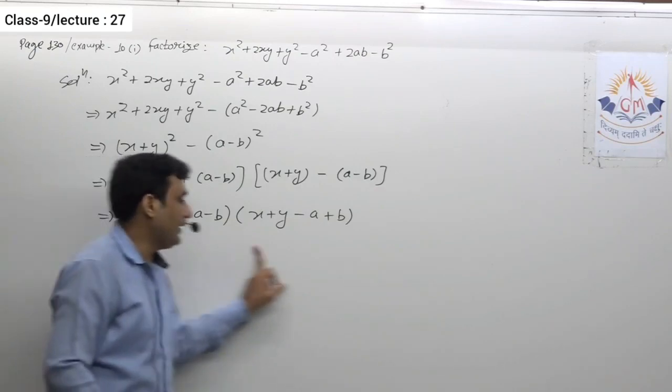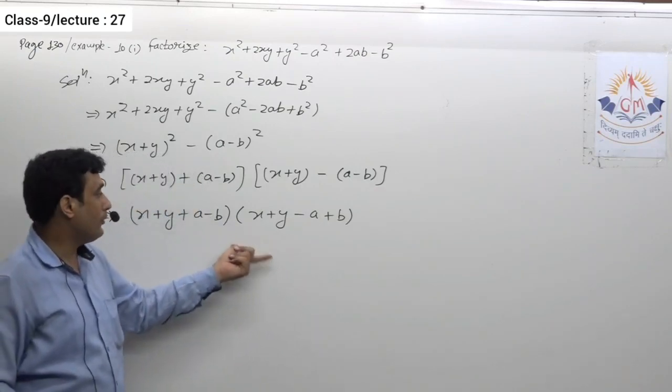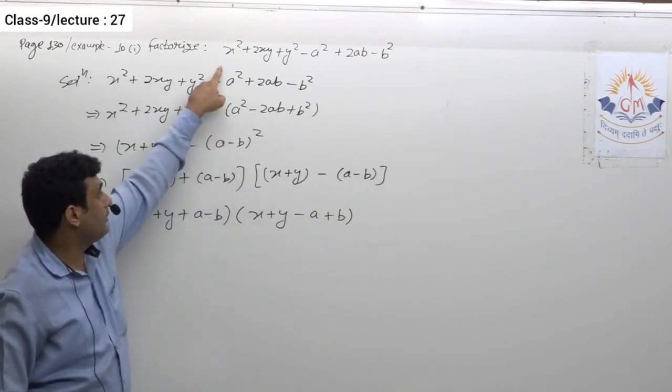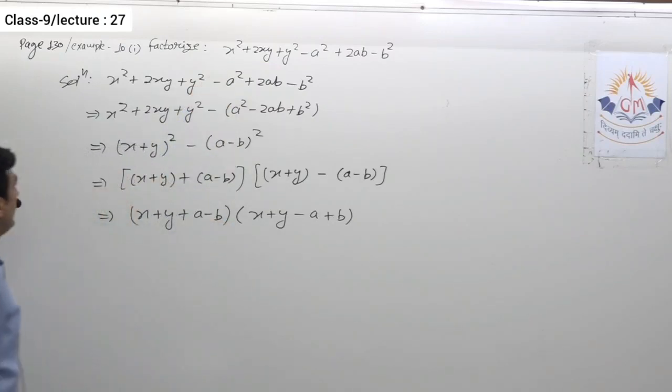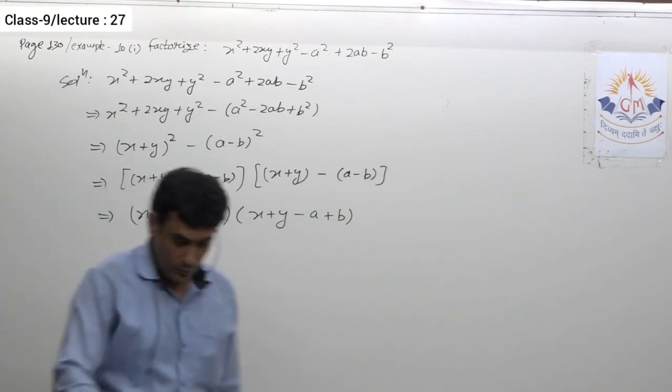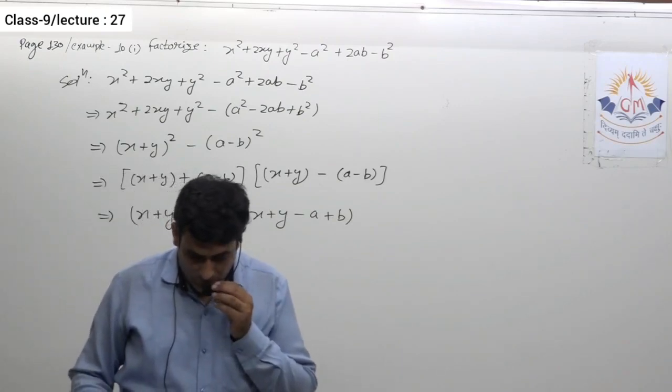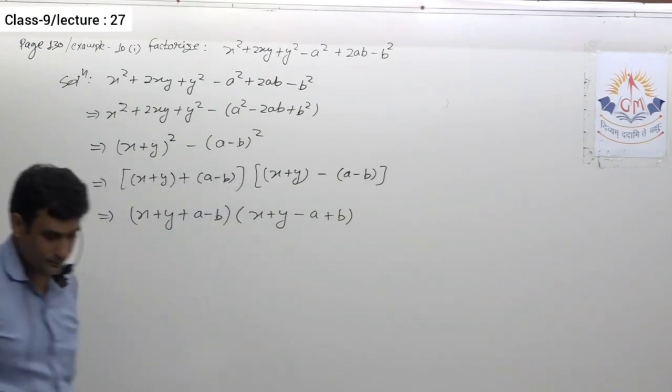So these are the factors. You can see the product of these two is the original expression. So definitely these are the factors of the given algebraic expression. Okay, so note it down, then we will see the next question.